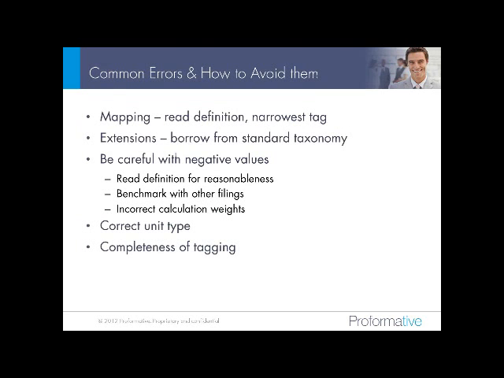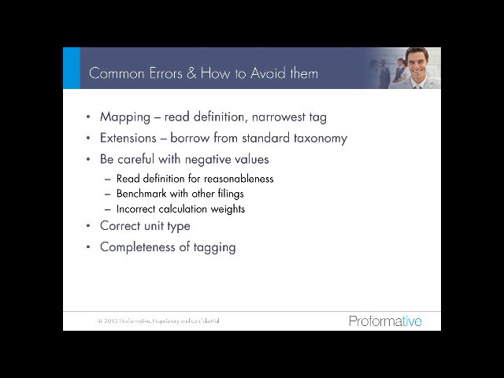So now how do we check for common errors? Let me review the guidance and talk about how to choose the right tag and tell your story. When reviewing your definition, it has to include material amounts and it can exclude immaterial amounts. And always choose the tag with the most narrow definition. And in the event that you have to extend, the SEC encourages filers to be consistent and borrow tags from the taxonomy. And watch out for negative values.